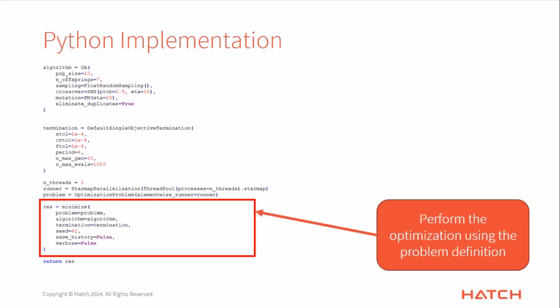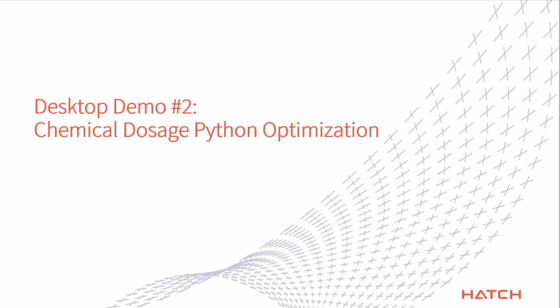Then finally, we call the minimization function, where that's going to actually do the minimization and provide our results to the res variable, return that, and then we're going to print them out so we can take a look at them later. So with that background, now let's actually take a look at a desktop demonstration of how you can use Python to perform an optimization in GPS-X.